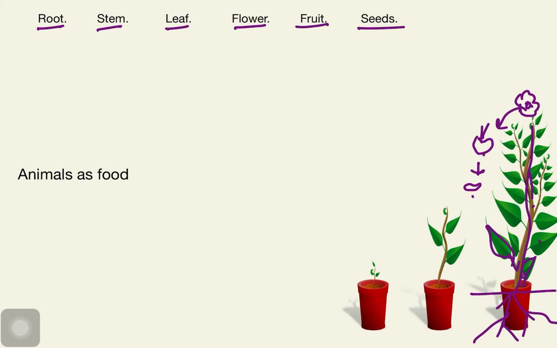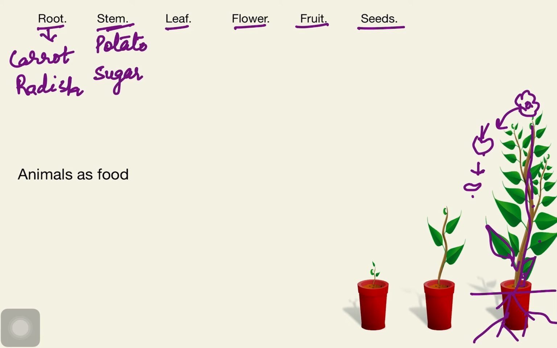Now we will see which plant part we eat as a root, stem, leaf, flower, fruit and seeds. Not from the same plant; different plants, different items we eat. For root, we eat carrot as a root, we eat radish as a root. Other plants are also there of which we eat the root, but I am discussing two only. Now stem: potato is a stem which we eat, and sugar cane is also a stem. From sugar cane we get sugar. Now if we talk about leaf, spinach is a leaf, and fenugreek is also a leaf.